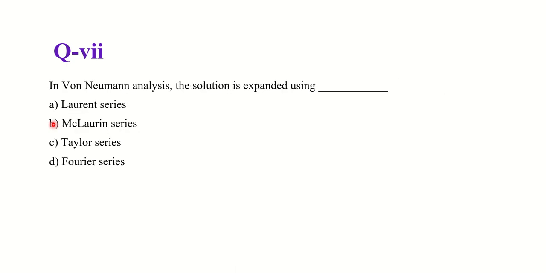In von Neumann analysis, the solution is expanded using a Fourier series. This one we discussed previously also, how we do von Neumann analysis. There we relate the numerical error to the direct solution, put it in the discretized equation, and using the Fourier series, we get the stability criteria. So the answer to this is Fourier series.